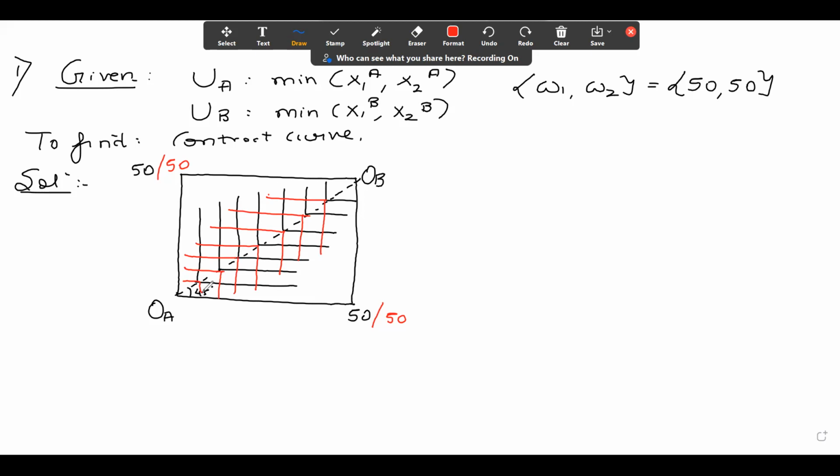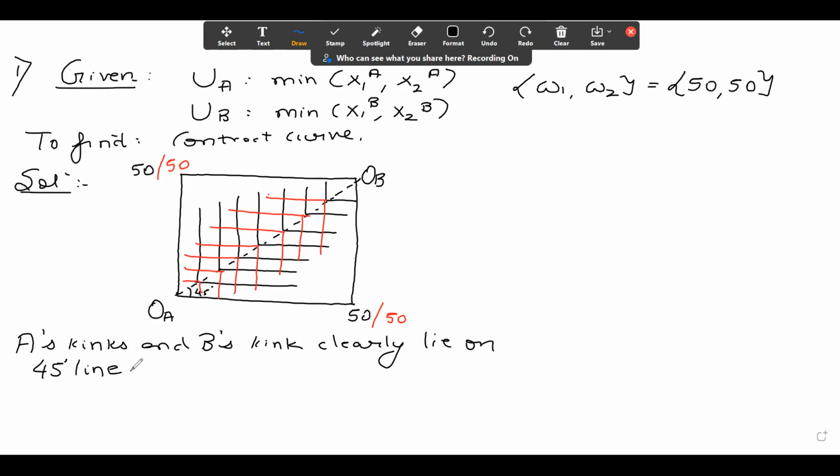Now our objective is to find out the set of Pareto efficient allocations. First of all, let's take any allocation on the 45-degree line, because you can clearly see that all the kinks lie on the 45-degree line. So I can write A's kinks and B's kinks clearly lie on the 45-degree line. Now let's take any point on the kink.